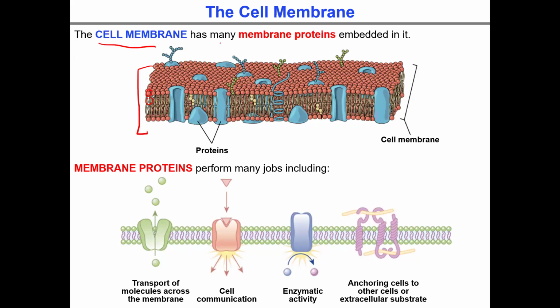Now, the cell membrane is going to have membrane proteins embedded into it. So it's going to be all of these pieces over here. You can see that there are many different shapes and sizes, and the reason why is because we have many different membrane proteins, and they're all going to perform different jobs. Some of them include transporting molecules across the membrane, cell communication, enzymatic activity, as well as anchoring cells to other cells or extracellular substrates.